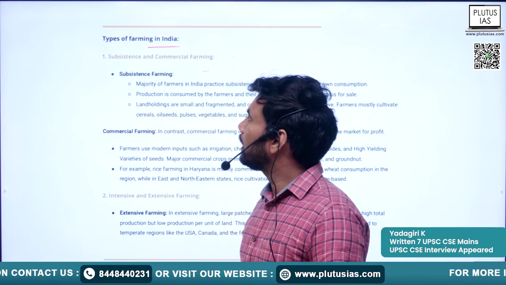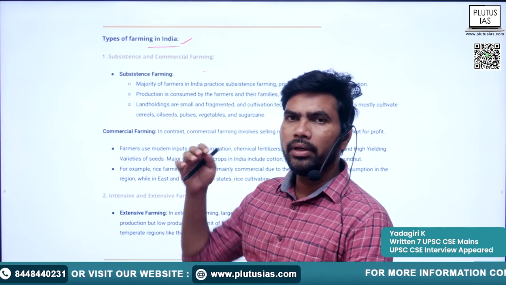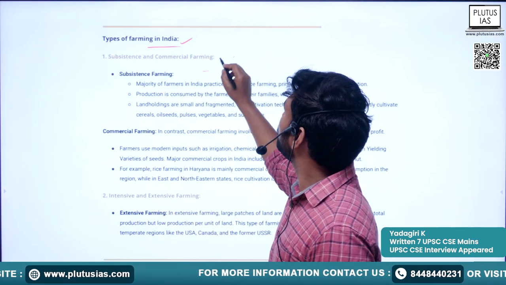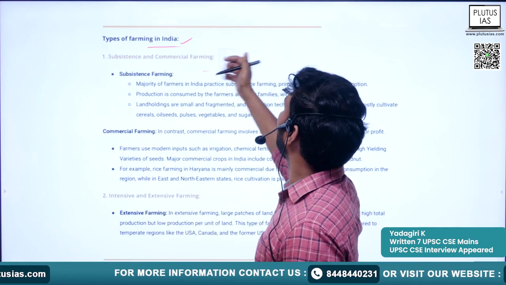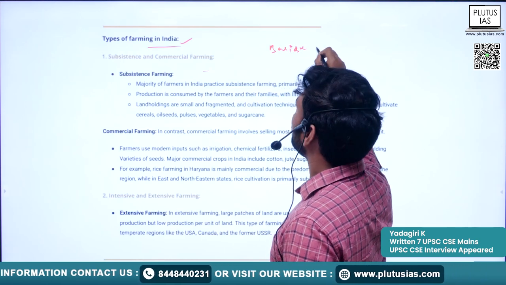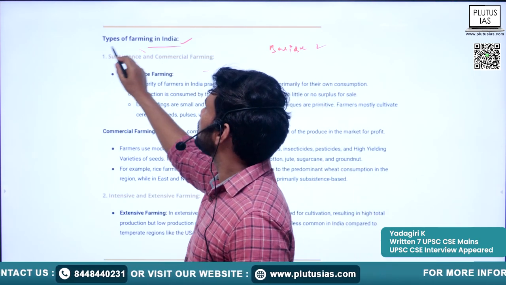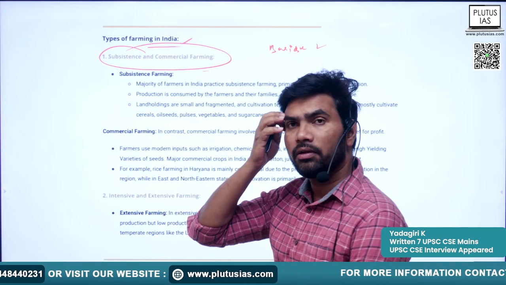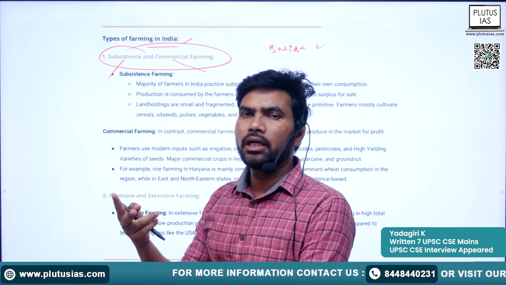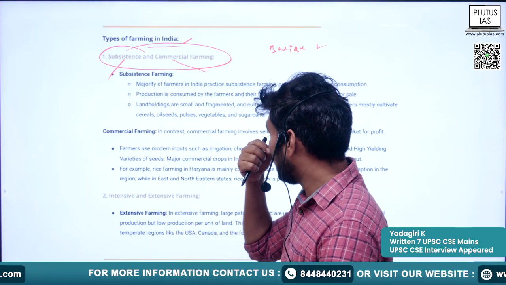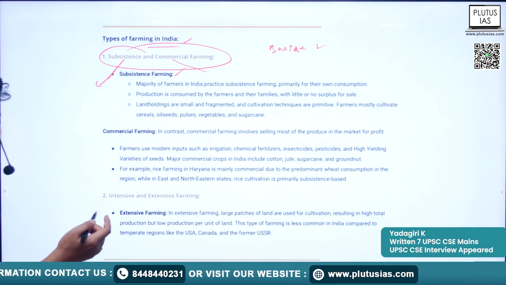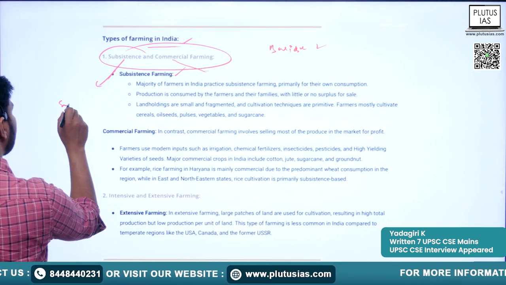Right. The Indian agriculture can be divided differently into different types, on various bases. So the first such classification is subsistence farming and commercial farming. We can divide Indian agriculture into these two broader categories. So subsistence farming basically means agriculture or cultivation for subsistence.